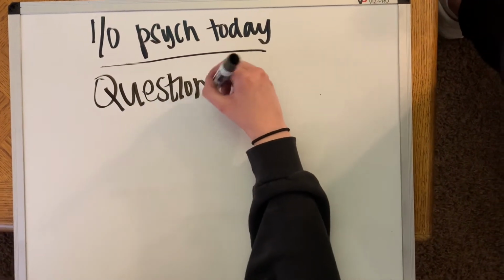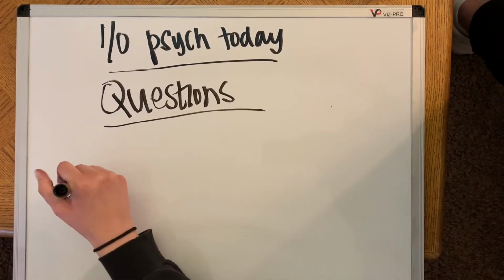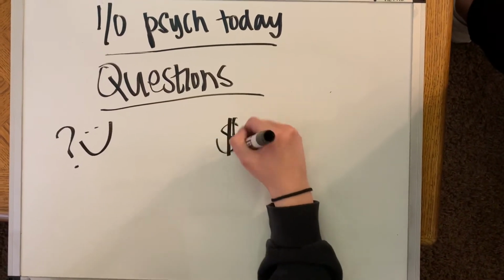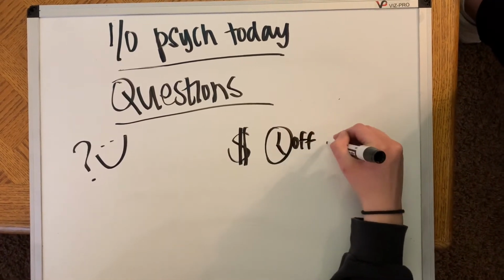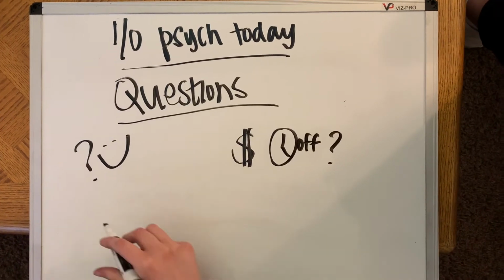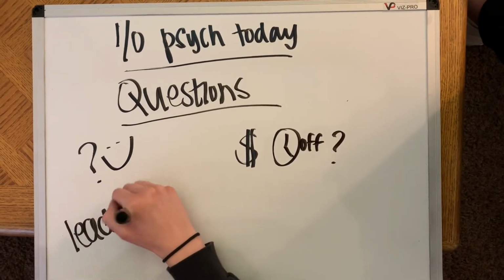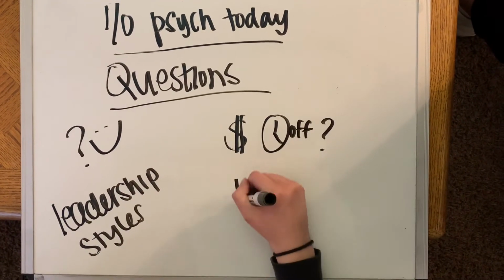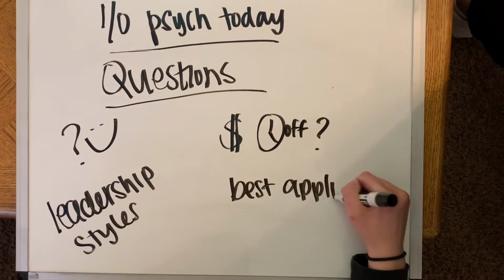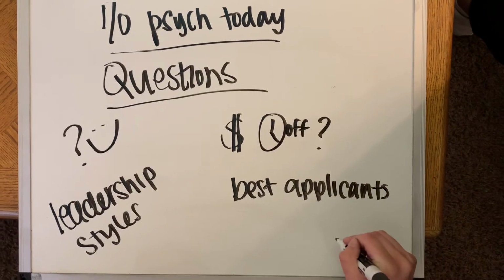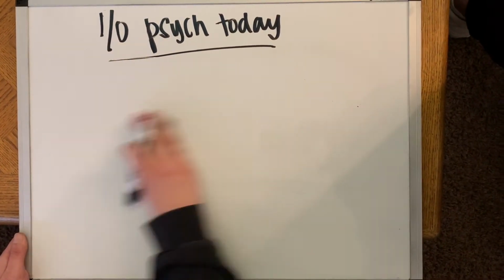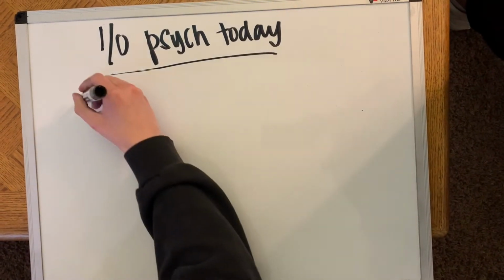Some questions that IO-Psych addresses and answers is what makes people happy at work, what motivates employees at work, what types of leadership styles result in better performance of employees, who are the best applicants to hire for a job. Those are all important questions that businesses need, and IO-Psych helps to answer those questions.